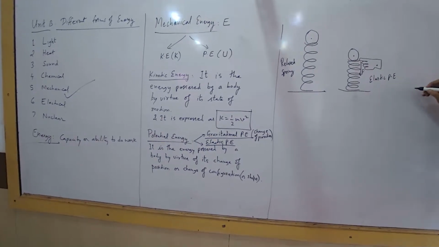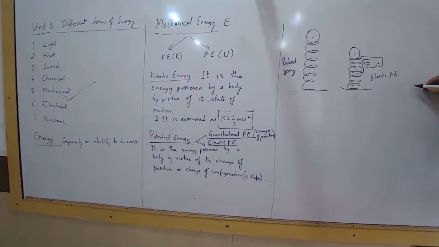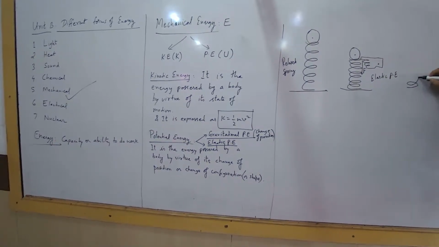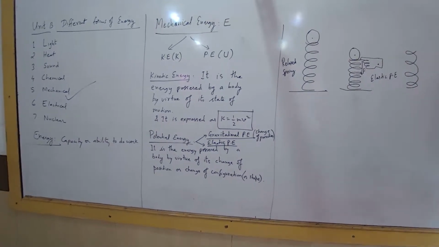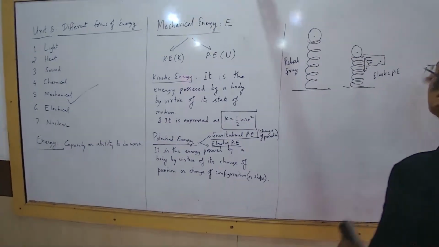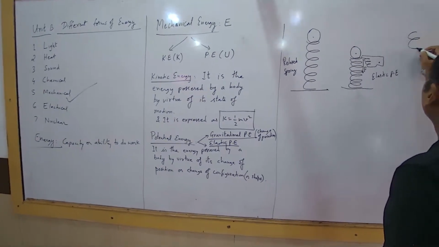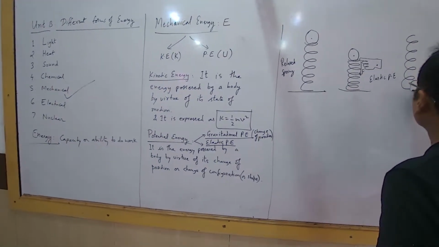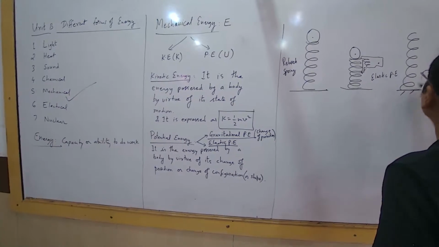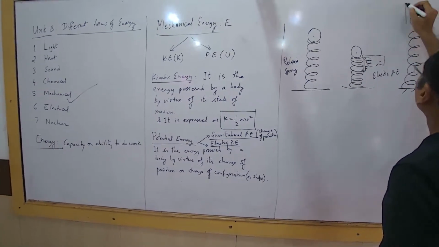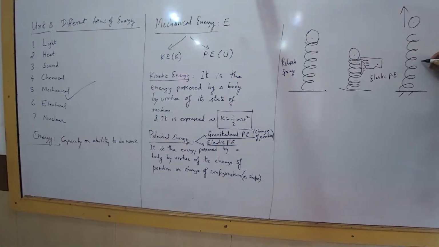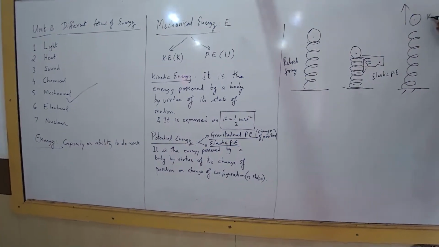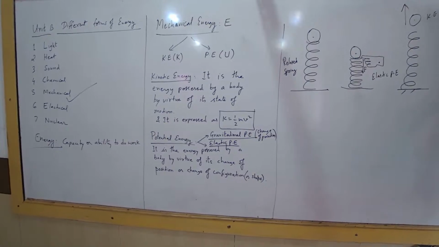Wait, I am not yet done. Now, suppose you release the spring. So then what will happen? This spring will regain its relaxed state. It assumes that relaxed state suddenly, so it will throw the ball up. Whatever was elastic potential energy of the spring is now converted into kinetic energy of the ball.